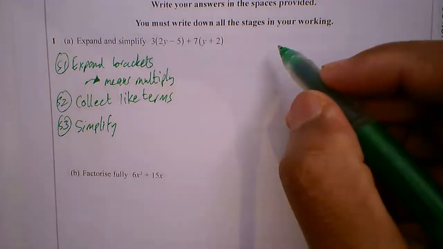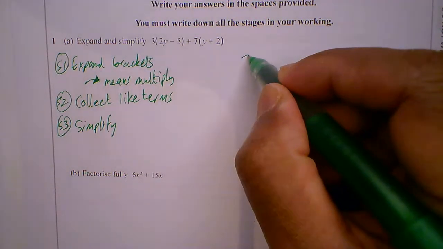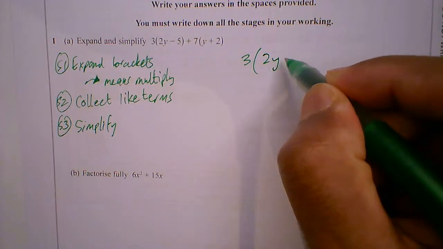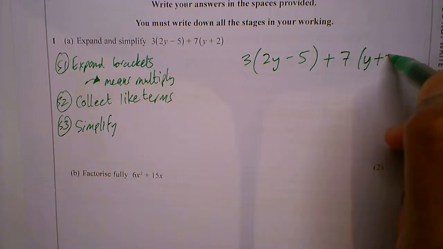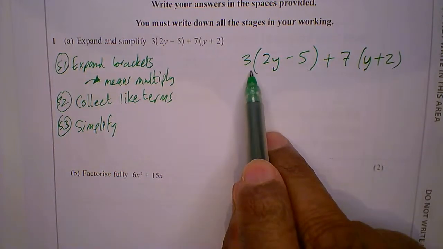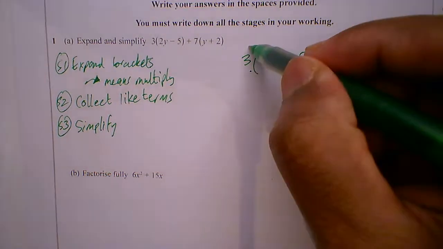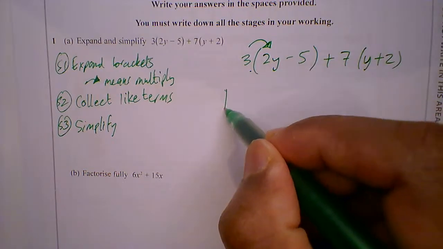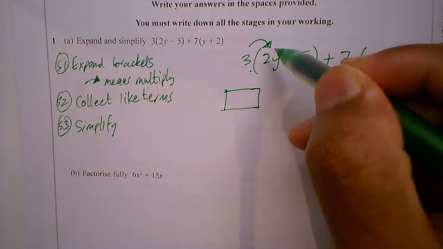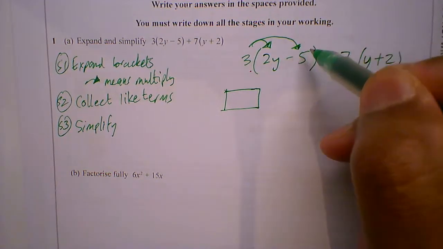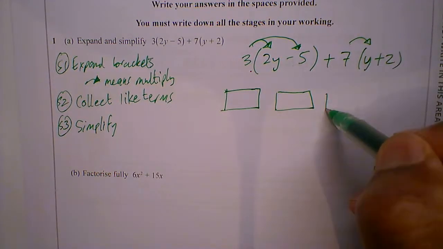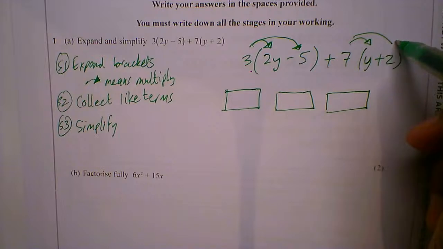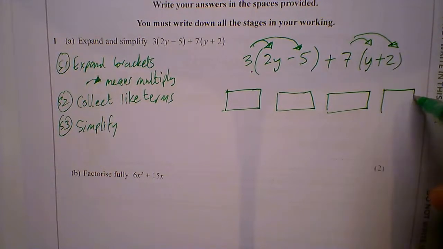Okay, so let me rewrite this just so that I have space. 3 bracket 2y minus 5 plus 7 bracket y plus 2. So this is saying 3 is multiplying everything inside the bracket. So I'm going to expand this. It's going to give me one term. I'm going to multiply this, gives me a second term. This is going to multiply that, which will give me another term. And then that will give me another term.